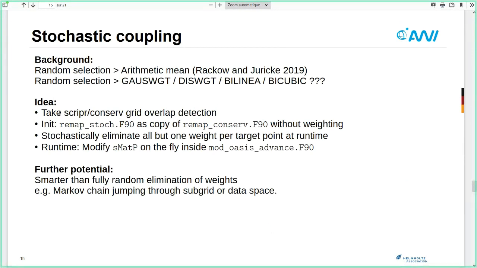And the idea here, and this is pure code scouting and speculation at some point, is to go into the OASIS coupler, take the remap conserve and make a remap stoch where you use the frag area algorithm to sort of bin and find out what cells are underneath your ocean cells, so what ocean cells are underneath your atmospheric cell. Then instead of creating weights for it, you just give everyone a weight of 1. And then at runtime, you modify your SMAT-P, which is your interpolation matrix, and you kick out all but 1.